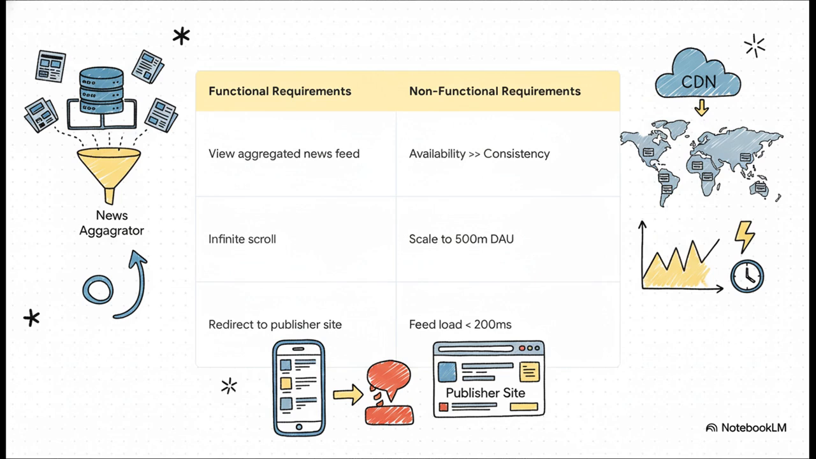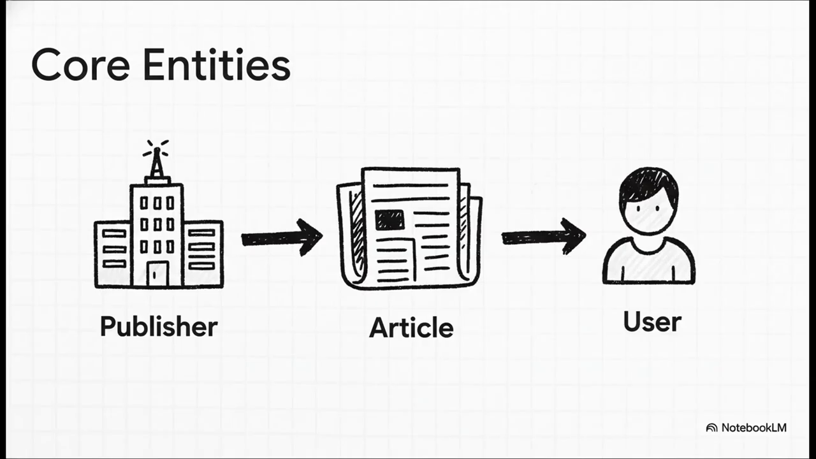Seems simple, right? Well, the non-functional requirements, that's where the real engineering puzzle is. We have to scale to 500 million daily users. The feed has to load in under 200 milliseconds. And, this part is absolutely crucial, we have to prioritize availability over consistency. Now, what does that mean? It's a huge trade-off. It means we would much rather show a user a feed that's, say, a minute old than have them see a loading spinner because we're trying to get the absolute freshest article. Uptime is king.